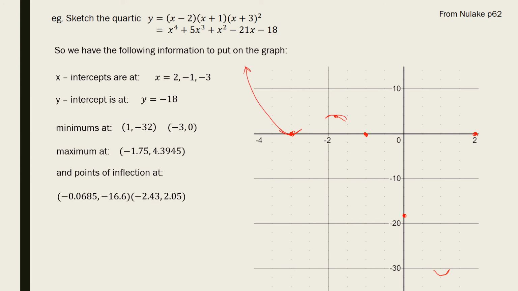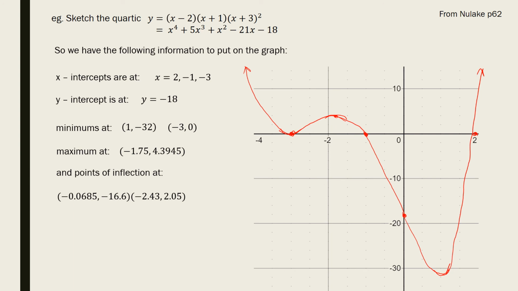So we can see that's flicking up there, so we're going to go up there. That's going to come over that way. We need to go through this point down on the y-intercept. We're going to go down to our minimum here, and we know that it has to come up through the 2 here. And that's how you draw your graphs.